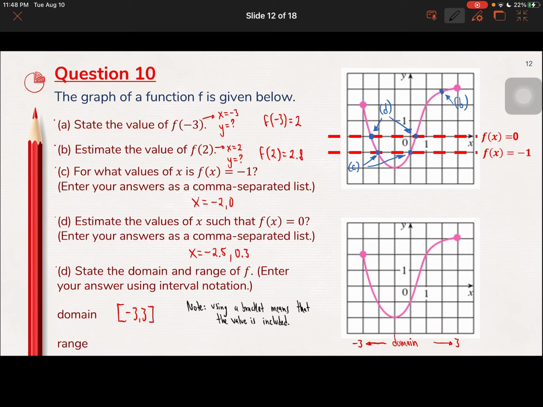Okay, now let's see for the range. And the range, remember, are the values for y, for the vertical component. So if we see the minimum value is here, that is -2, and the maximum value is here, that is 3. So the range goes from -2 to 3, and also they are included. So let me write that here. The range is from -2 to 3. Remember that it always goes from the lowest value to the largest value. And this is the question 10.